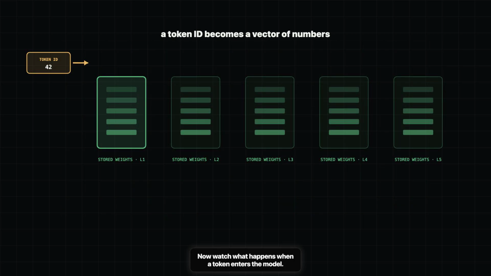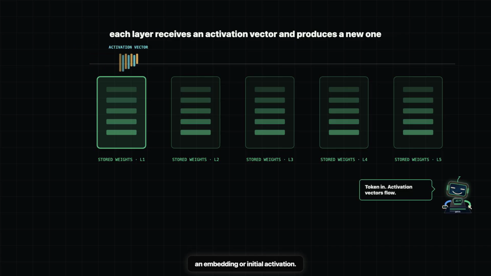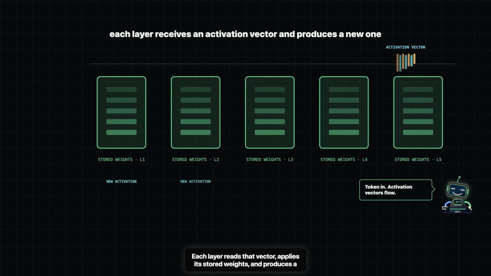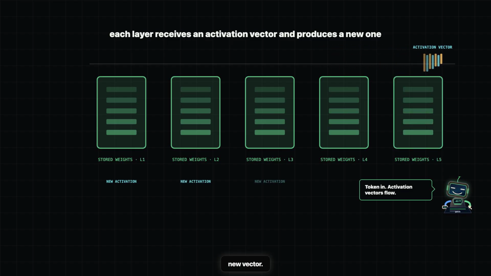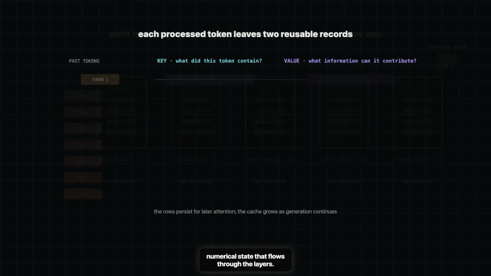Now watch what happens when a token enters the model. The token ID is first turned into a vector of numbers called an embedding or initial activation. Each layer reads that vector, applies its stored weights, and produces a new vector. These temporary vectors are activations. The token starts the computation, but activation vectors are the numerical state that flows through the layers.